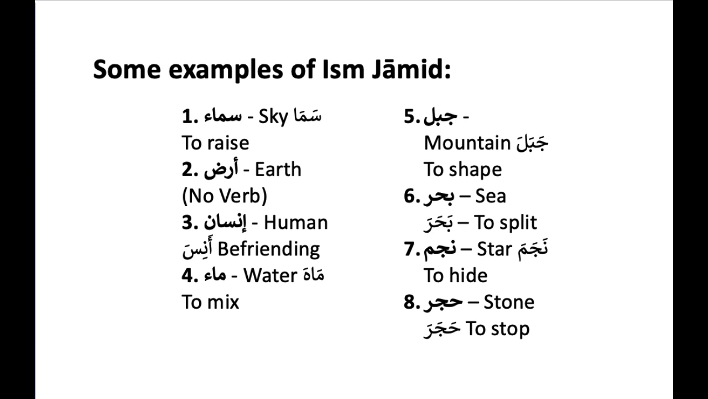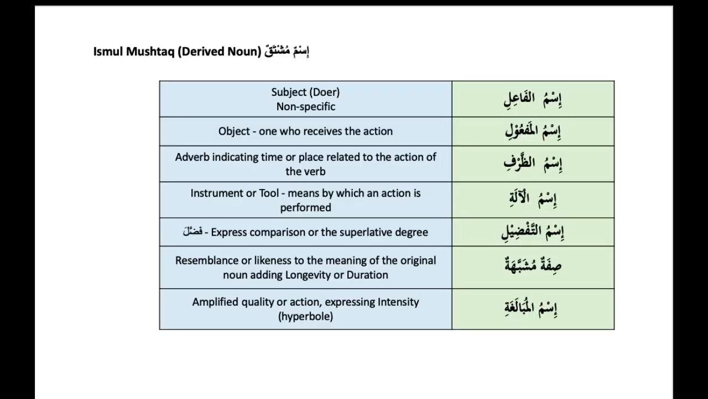Ma'a, water. The nearest matching root verb is maha. Maha means to mix. Again, no relationship. Jabalun, mountain. The nearest root verb to that is jabala, to shape. No relationship. Bahrun, sea. Bahara means to split. Najmun, star. The nearest verb is najama. It means to hide. Hajarun, stone. Hajara means to stop.